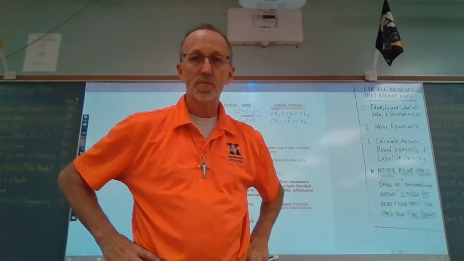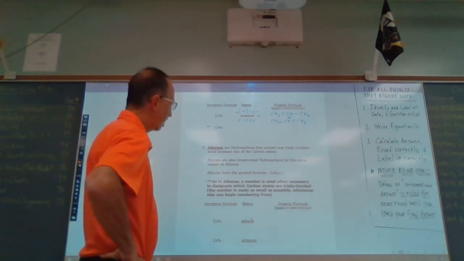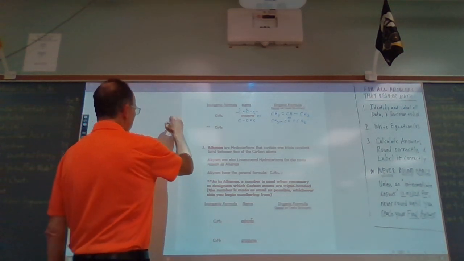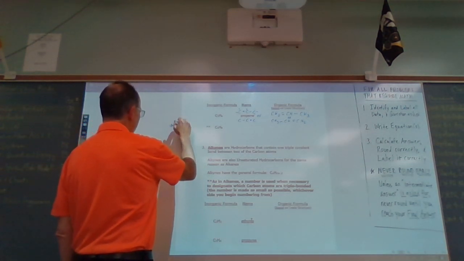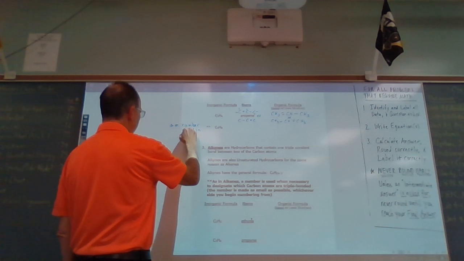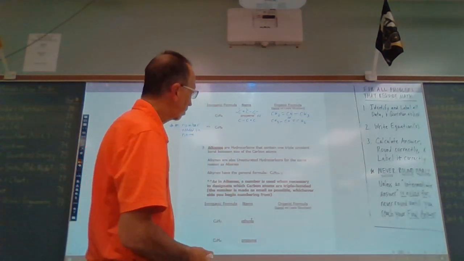C4H8, which would be called what? Well, C4 is but-, so it'd be butene. All right, butene. Now I got a couple of stars here. Must mean something, and let's put a little note beside there. Number needed in name, and I'll explain why in just a second.